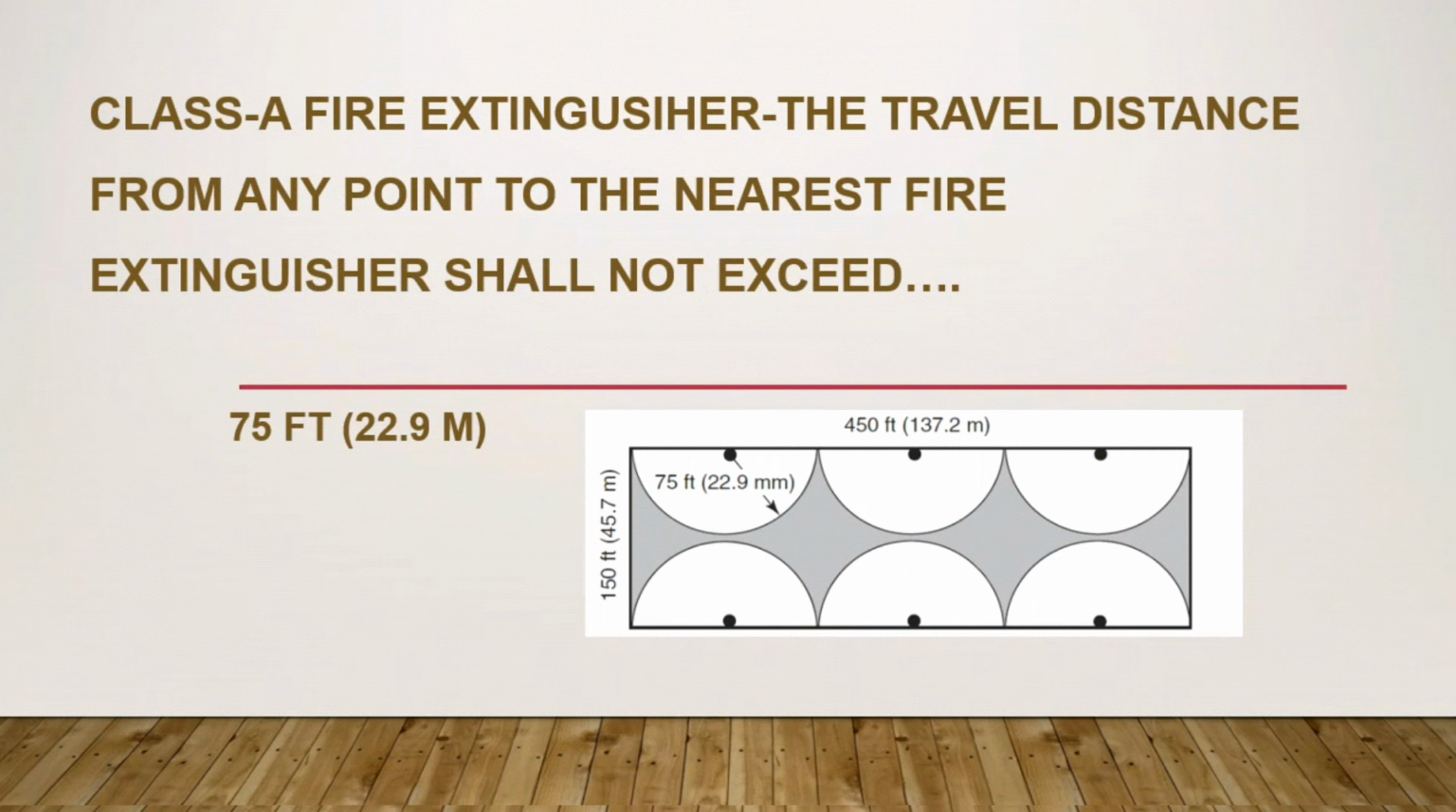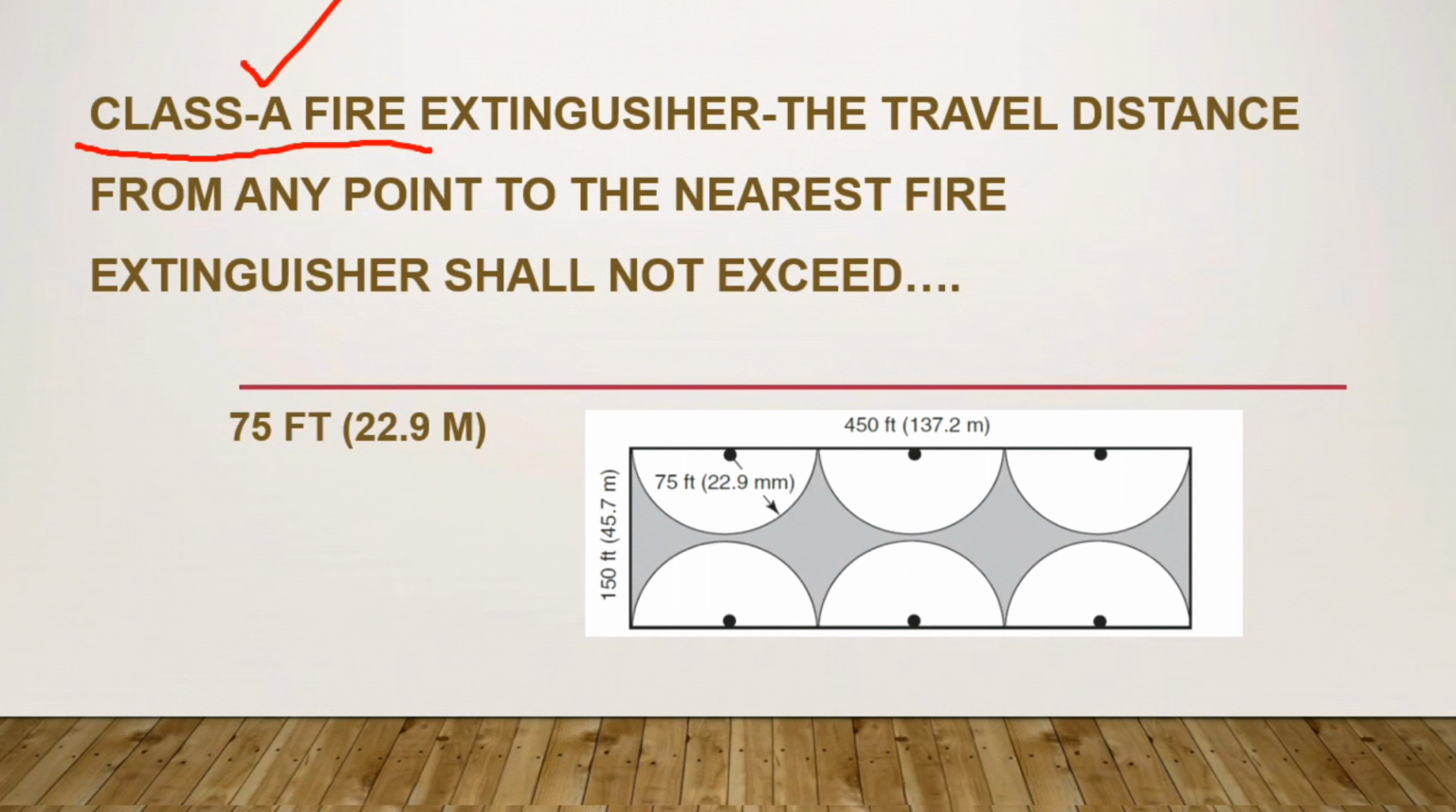And this question is about the fire extinguisher. We have a class A fire extinguisher. Class A means it is used for wood, paper, this type of combustible material, not for flammable liquid, not for energized electrical equipment. So this is only for wood, paper, this type of thing.